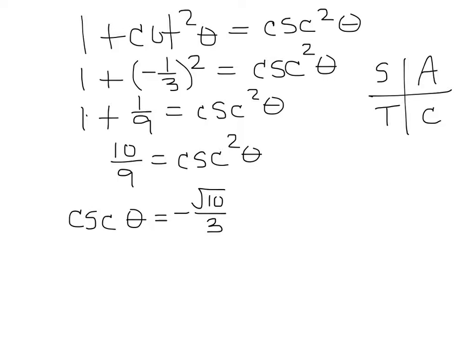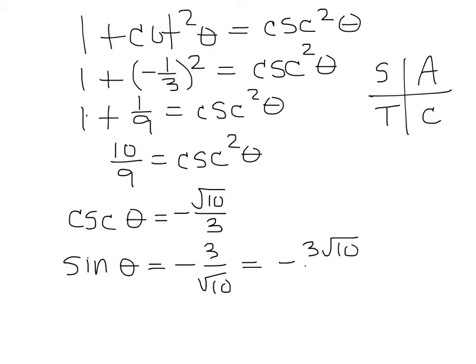We now have the cosecant of theta. We need the sine of theta, so take the reciprocal. Sine of theta is going to equal negative 3 over root 10. And when you rationalize, you then have the sine of theta equals negative 3 root 10 over 10. That's the first answer.